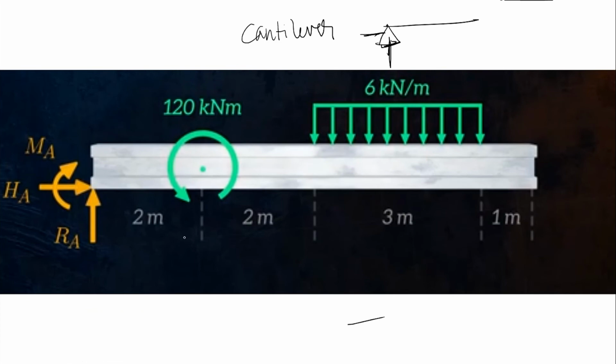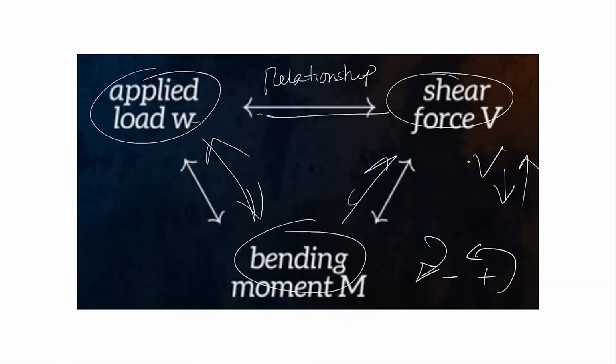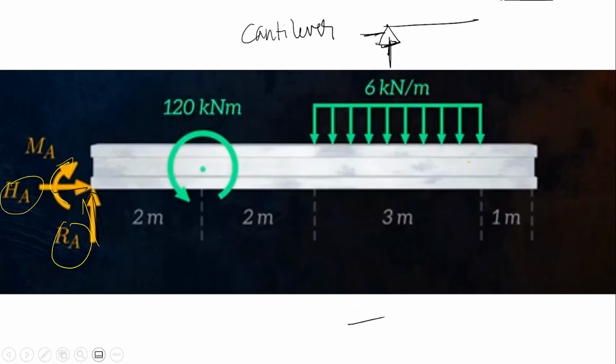If it's supported on the left side, we know it has reactions: vertical, horizontal, and it also has a moment. So the horizontal reaction is this at A, and it also has a moment. Now, it is given a force, a moment, meaning it can rotate, 120 kilonewton meter.